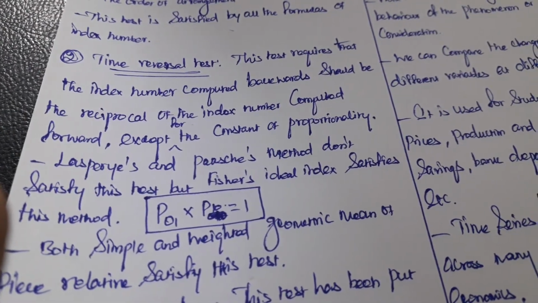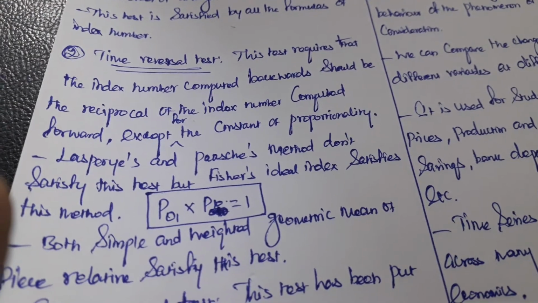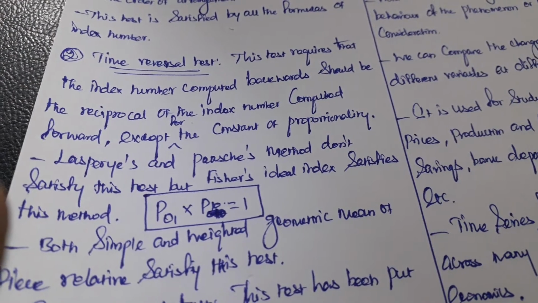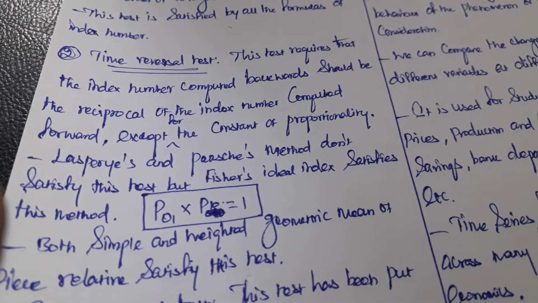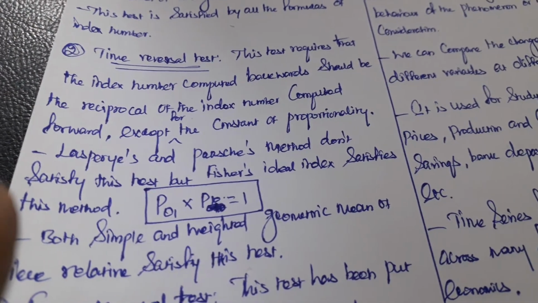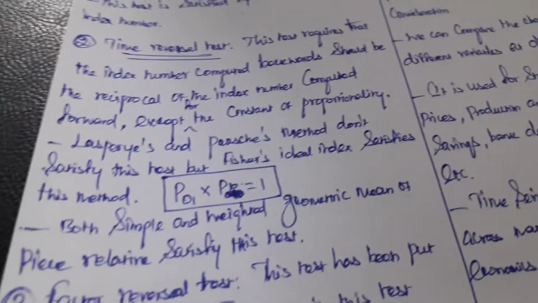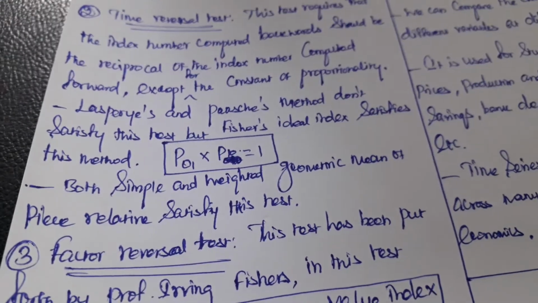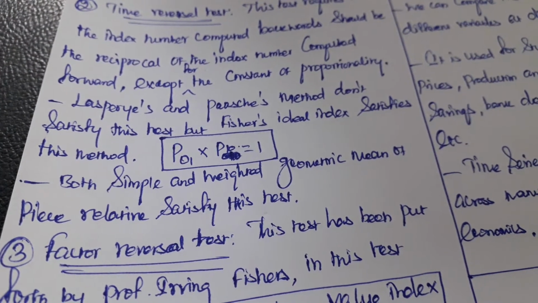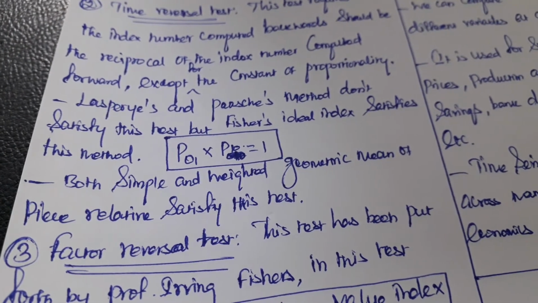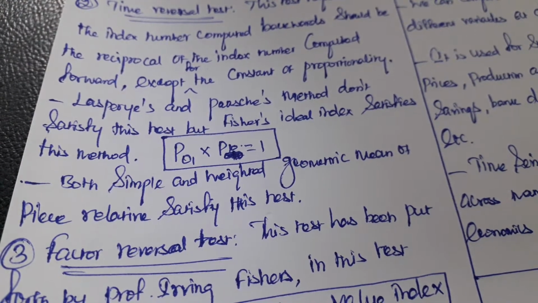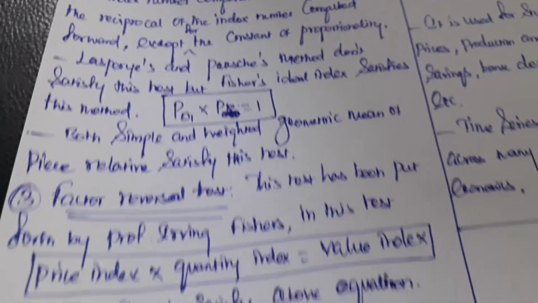That's why most of the statisticians use Fisher's ideal index, because this method satisfies the factor reversal test and the time reversal test, as well as the order and the unit test also. That's why this method is so popular. Both the simple and weighted geometric mean of price relatives satisfy this test.